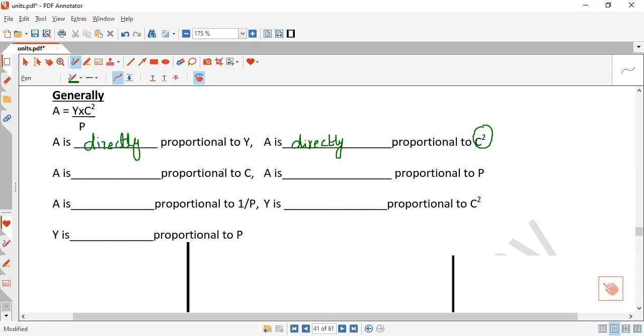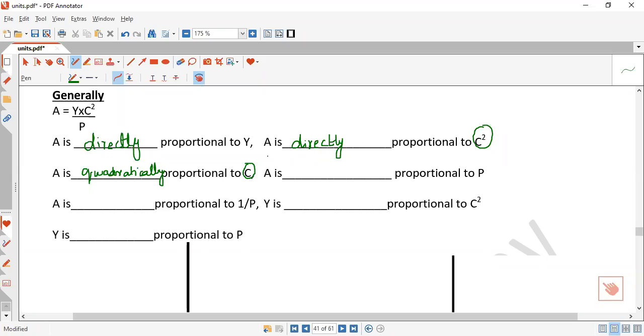Maham, A is how proportional to c? Inversely. No, we just studied it. Quadratically, because we have exponent 2 of c in the formula, and I'm talking about c, so it will be quadratically proportional to c. Maham, got it? Yes. Okay.